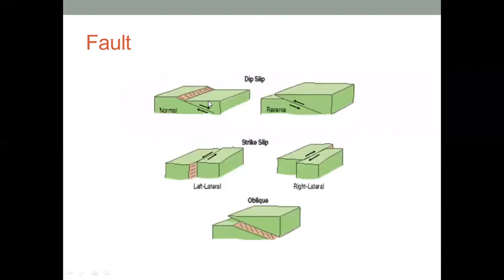As already mentioned, if the plate movement is in the vertical direction, that is called dip slip. If it is in the lateral direction, that is strike slip. And the combination of these two, where the plate movement exists both laterally and in the vertical direction, this kind of fault rupture is called oblique fault rupture.